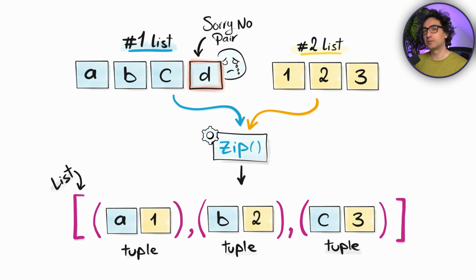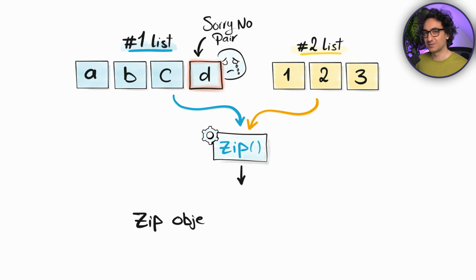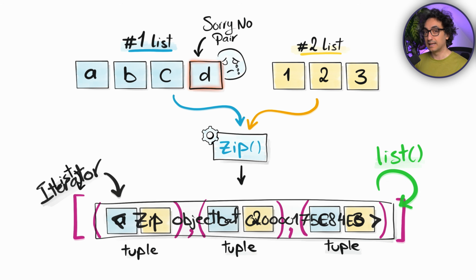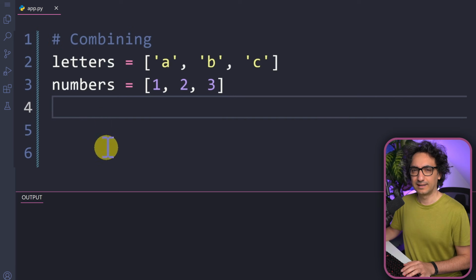One last thing that you have to understand about the output is that you will not get it directly like this. The output of the zip function is actually going to be an iterator, an object. So you will get a weird number in the output, but don't worry about it. You can always convert it to a list using the function list. So don't be scared of the output. Okay, so let's try this out.